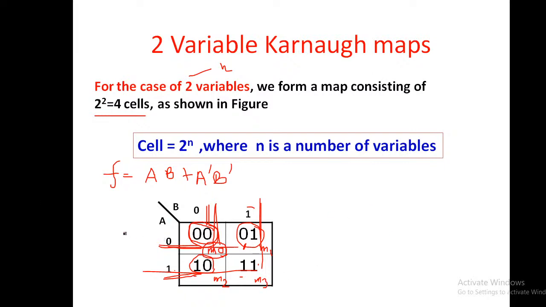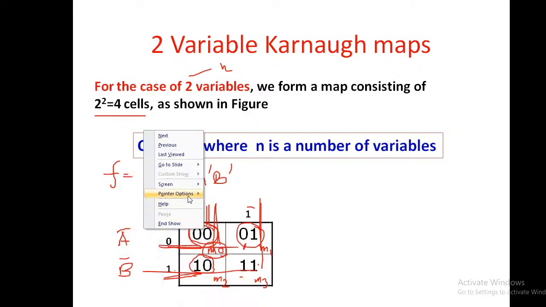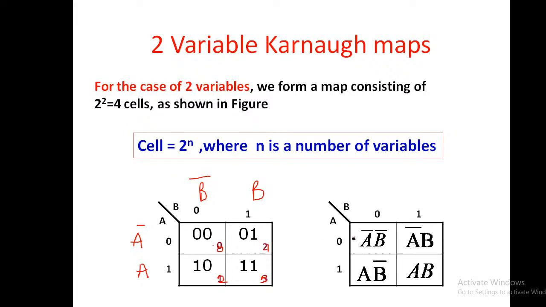Now A is 0 means A is considered as A bar for this row, and B is considered as B bar. Sorry, wrongly I have written. Wrong thing I have said. So A is 0 means this is A bar and this is A, right? And this will be B bar and this will be B. So what is the position I told you? This is M0, this is M1, this is M2, this is M3. In another way we can write this: as A value is 0 and B value is 0, we can write this one as A bar B bar. This value we can write as A bar B.